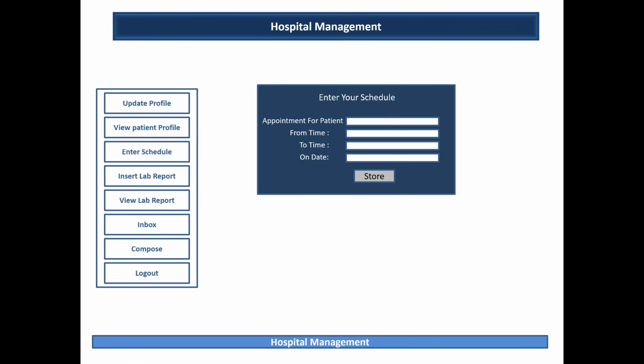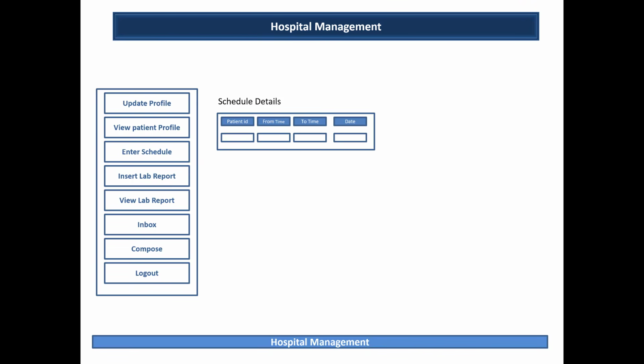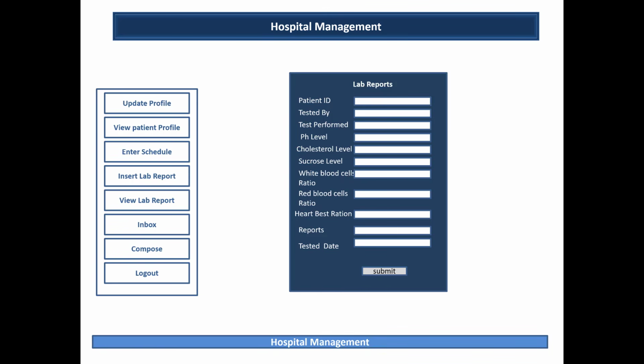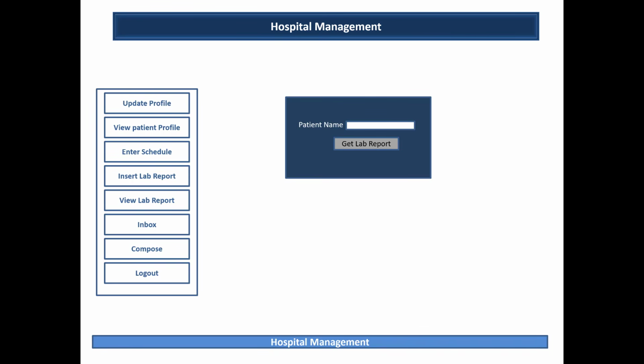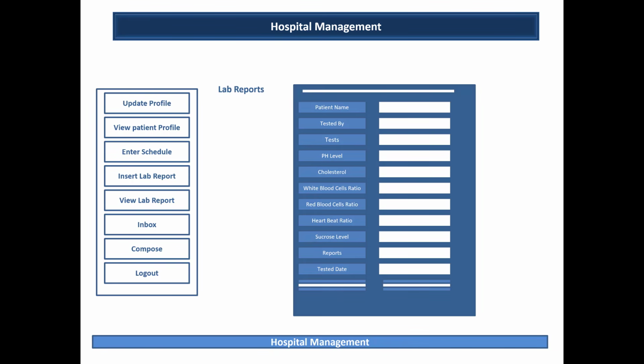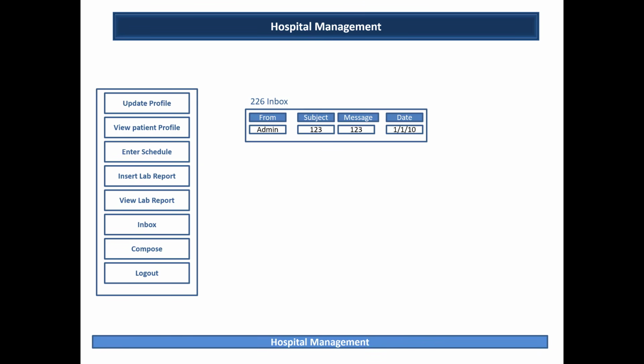Enter your schedule if you want to enter it online. Appointments for patients are set from time to time and on date. Once the schedule is fixed, the schedule details are also there in the format of a table, and lab reports are also there: patient ID, tested by, test performed, pH level, cholesterol level, white blood cells, etc. If you want to get lab reports, just enter the patient details, and the lab reports are there with the patient name, tested by, test, pH level, cholesterol, etc.